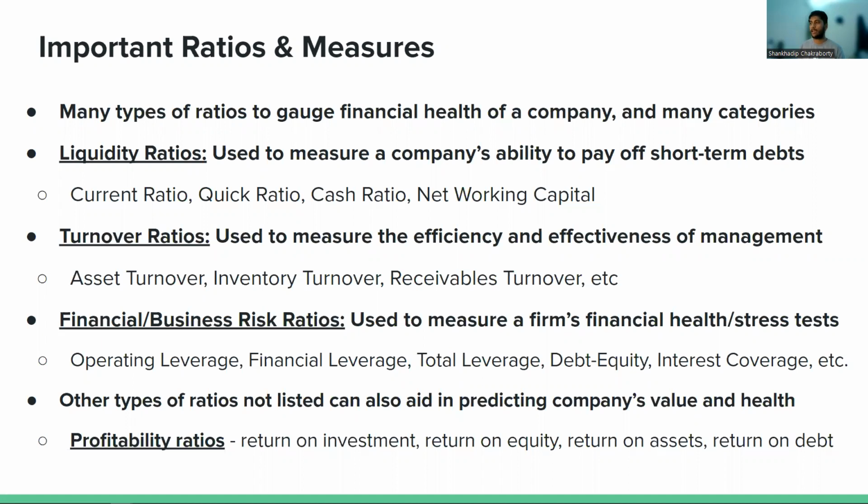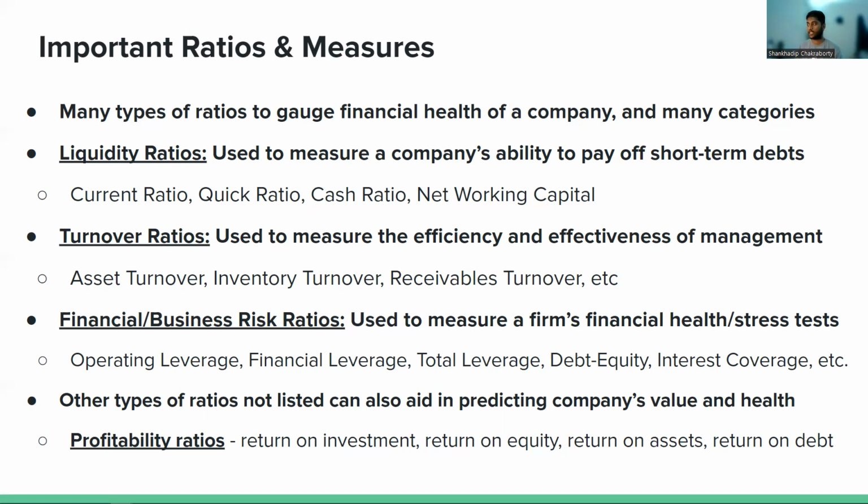Turnover ratios are used to measure the efficiency and effectiveness of management, as well as how efficiently a firm is turning over its cash. So this is asset turnover. Based on your assets, how much are you getting in revenues? For every dollar you invest in assets, how much are you returning in terms of your revenues? Same thing with inventory. For every dollar you spend in inventory, how much are you earning in revenues? Same thing with receivables as well. If you see turnover, it's usually revenues divided by these things: assets, inventory, receivables, it could be debt, it could be equity, stuff like that.